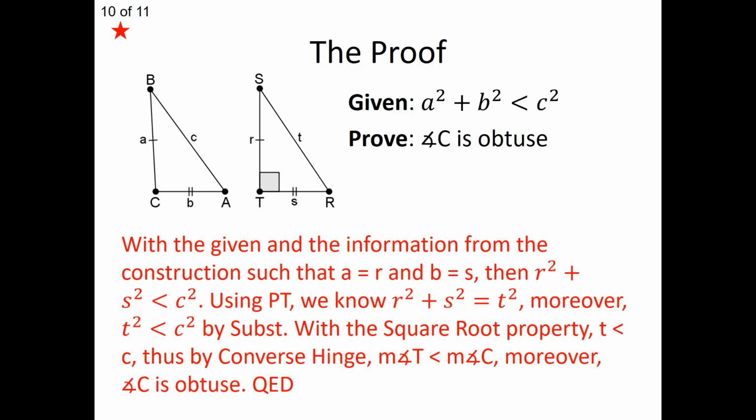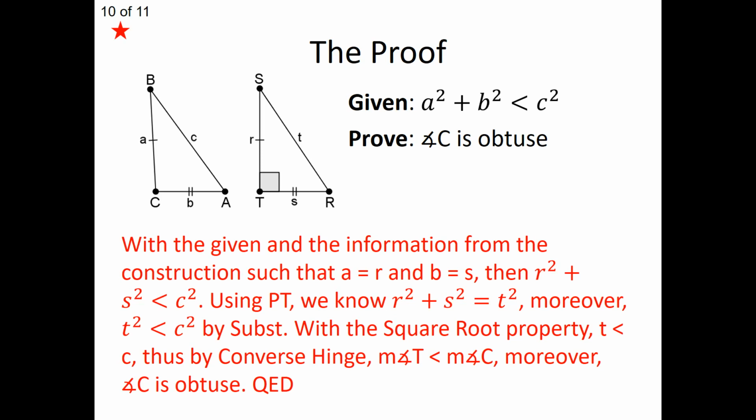Let's take a look at the construction of our proof then. So we have again our diagram, triangle ABC, triangle RST, such that A squared plus B squared is less than C squared. We're going to prove angle C again is obtuse. So with the given and the information from the construction, such that side A is equal to side R, side B is equal to side S, then take what we're given, A squared plus B squared is less than C squared. Let's replace A with R and B with S. We get R squared plus S squared is now less than C squared.